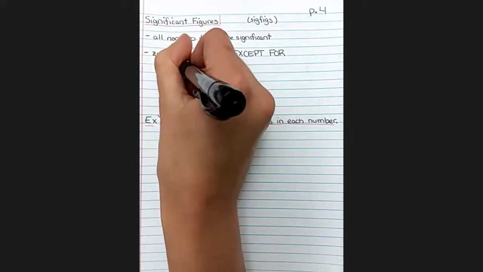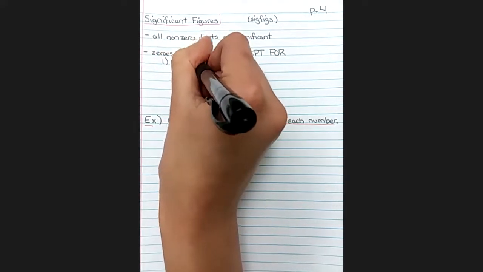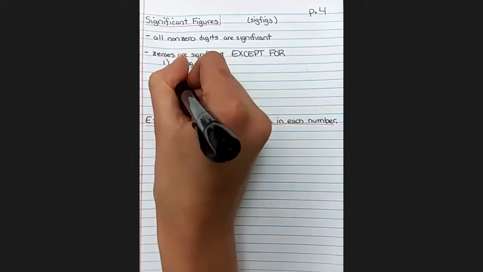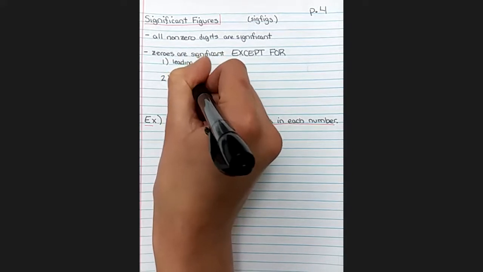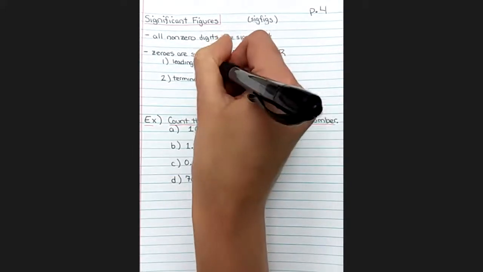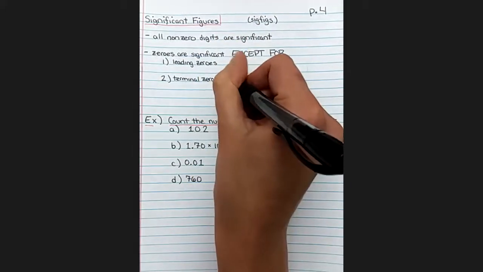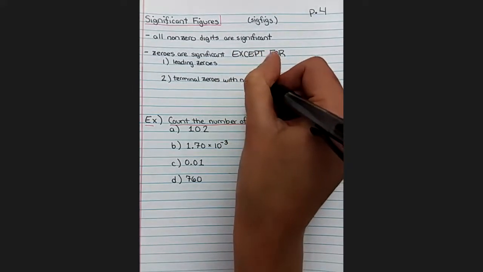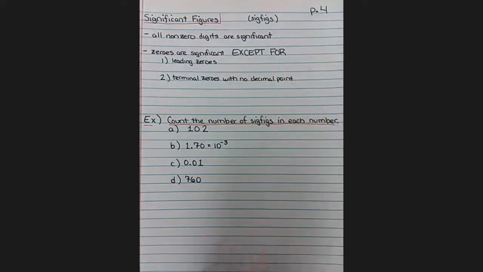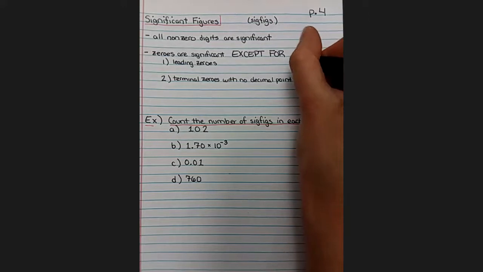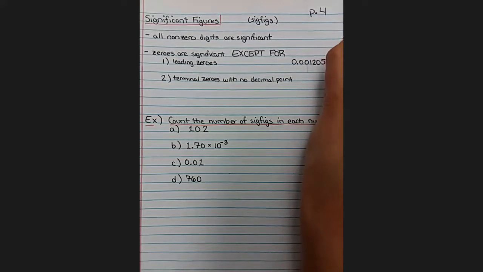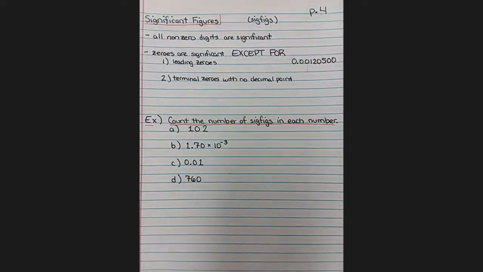So case number 1 is called a leading zero. And case number 2 is a certain type of terminal zero. Make that plural. Terminal zeros with no decimal point in the number. Okay, let me give you an example that we can use. So here's a number: 0.00120500. Lots of numbers to work with in that one.